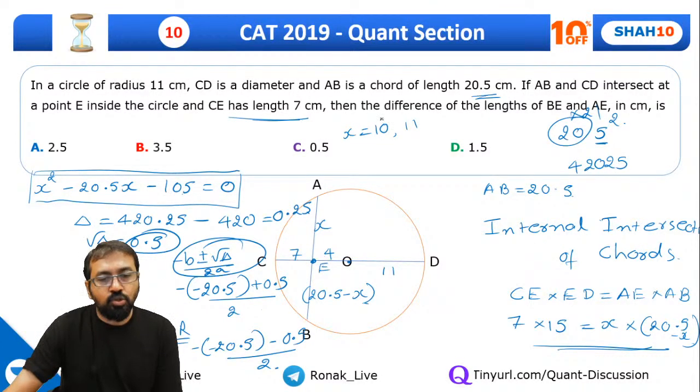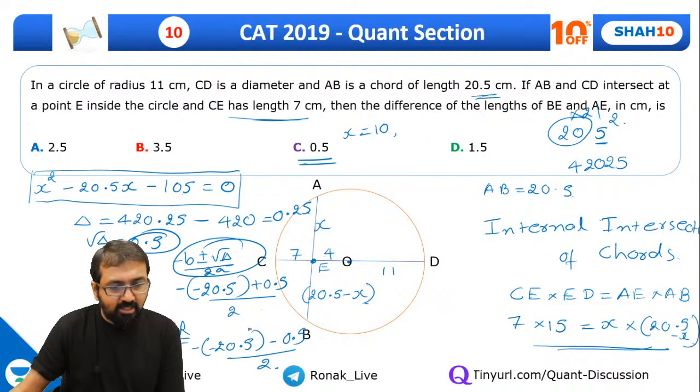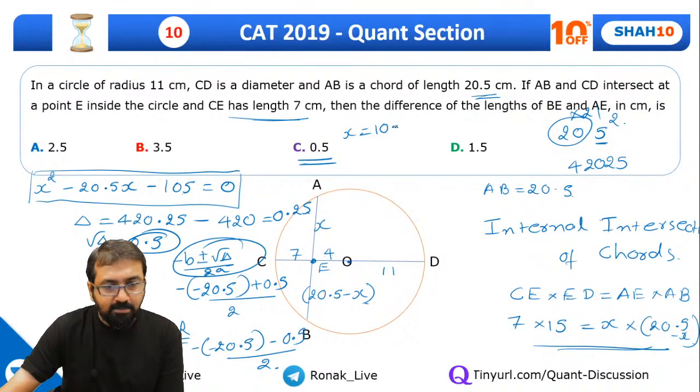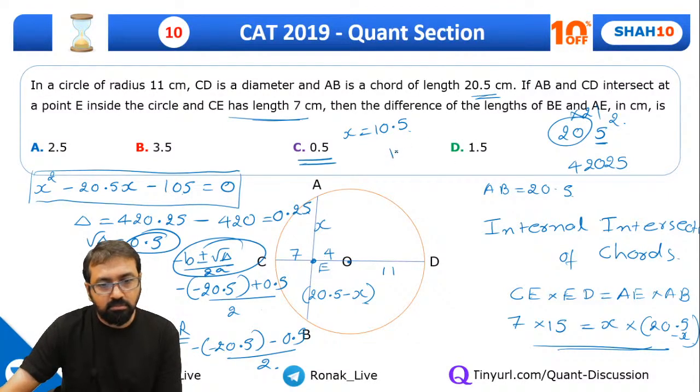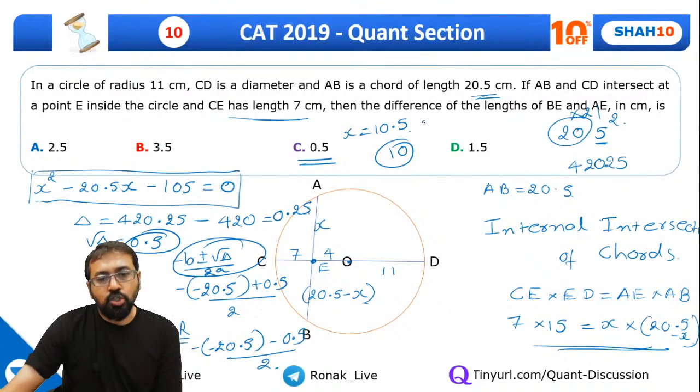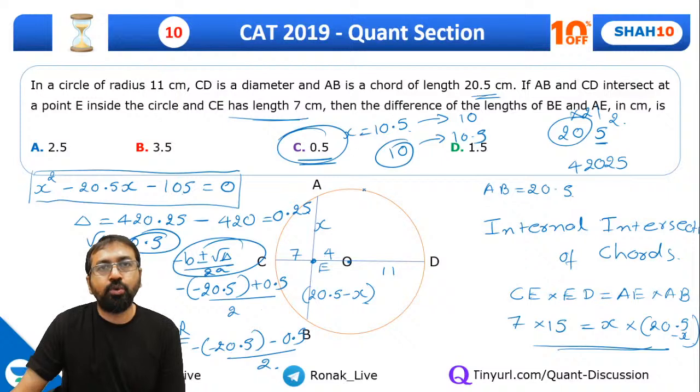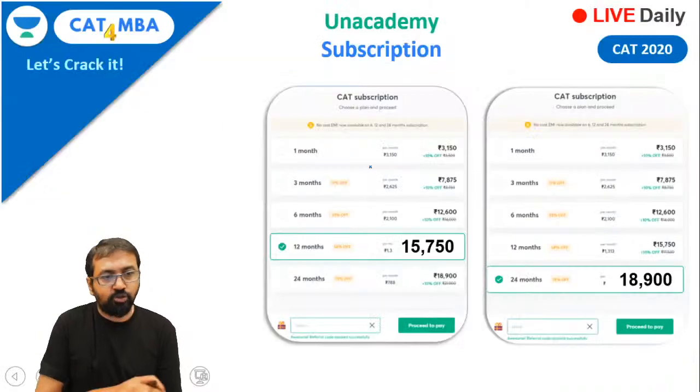If you take X as 10, the other will be 10.5, so the difference will be 0.5. If you take X as 11, the other will be 9.5. Let's just check once again. This will come out to be 10.5 or 20.5 minus 12 or 10. 10.5 or 10, these are the two values. So corresponding values will be 10 or 10.5. So ultimately the difference will be 0.5. That's what you have to find in this question. Have you all understood, everyone? Yeah. Fine, so let's go ahead with the next one.